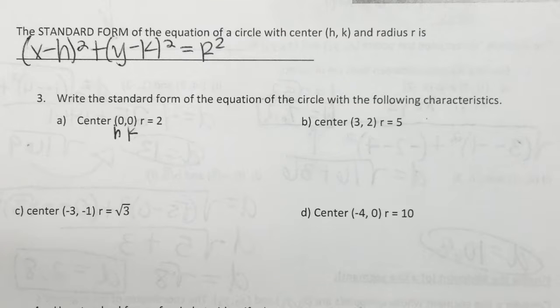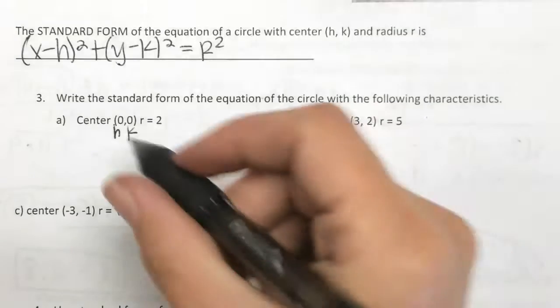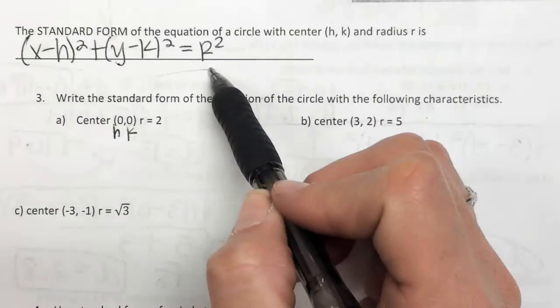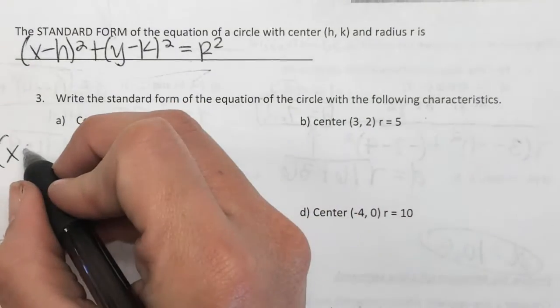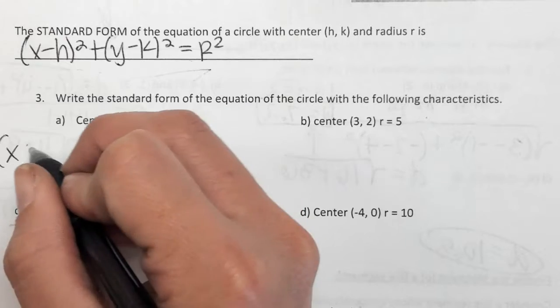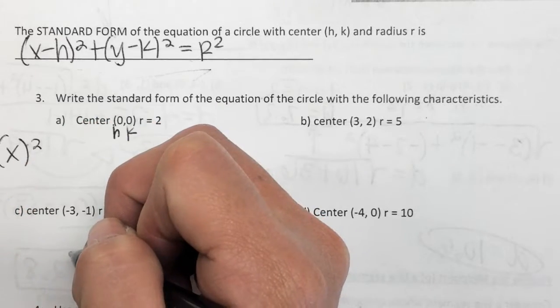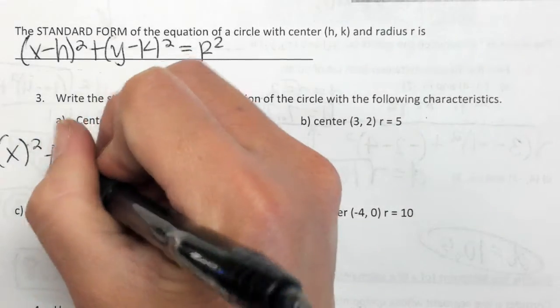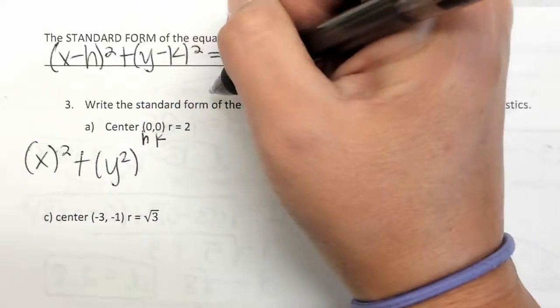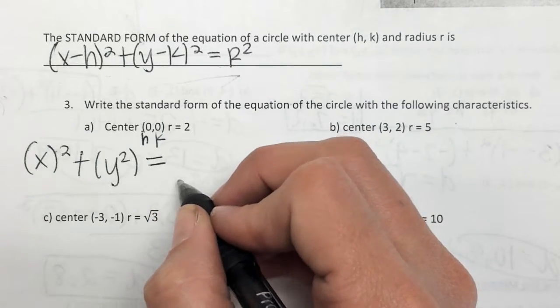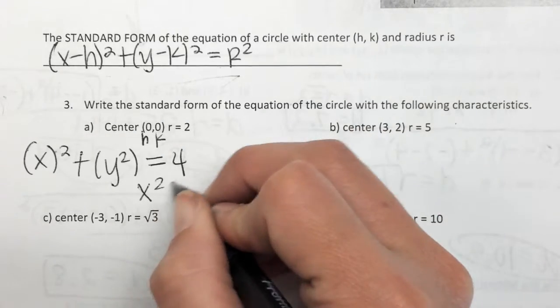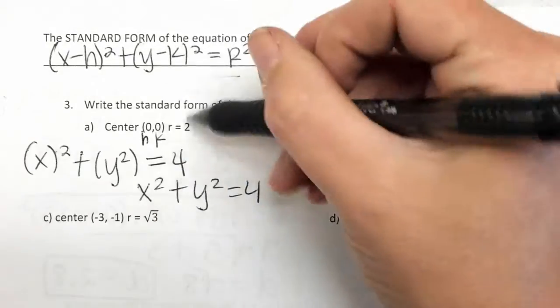Is there an easy way to figure this out? Yeah, h comes first because it's the first letter in the alphabet before k. H then k. And then this is r, and all they want you to do is plug this into this formula. We don't know what x is, so we'll leave it. h is 0, so do I even need to write x minus 0 squared? I can just write x squared. Same thing for y, so I can just write y squared because k is 0, so I don't need to subtract it. And this would be equals r squared, and what is r squared? 4. That's it. So x squared plus y squared equals 4 is the equation of this circle.